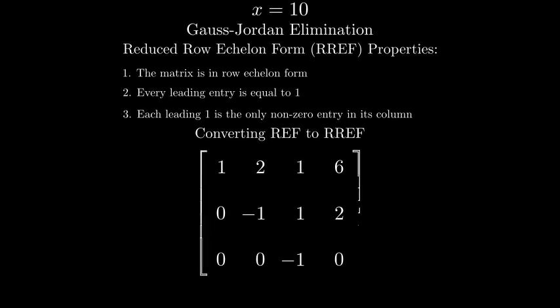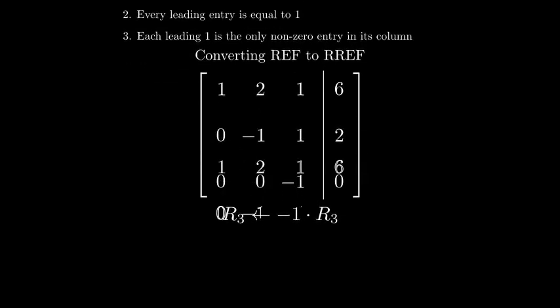First, we'll make the leading entry in the third row equal to 1. We multiply row 3 by negative 1, which gives us z equals 0. Next, we make the leading entry in the second row equal to 1 by multiplying row 2 by negative 1. This gives us y minus z equals negative 2, or simplified, y equals negative 2 since z is 0.